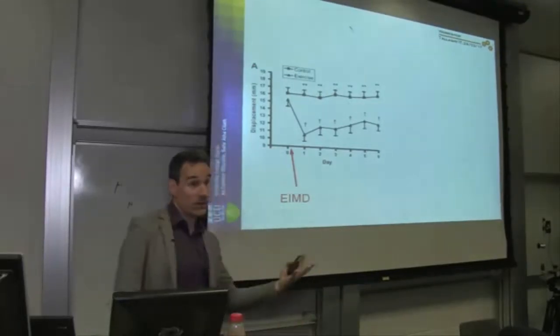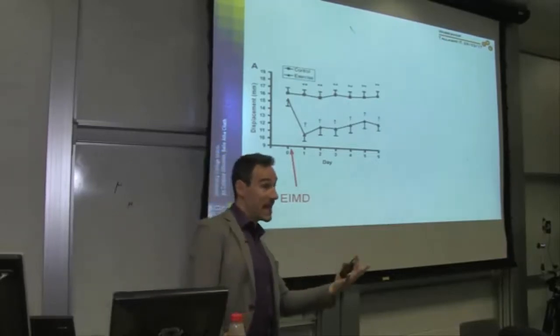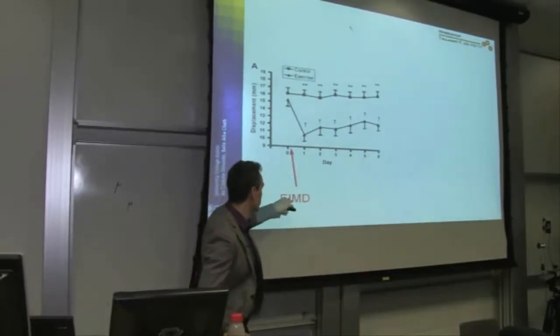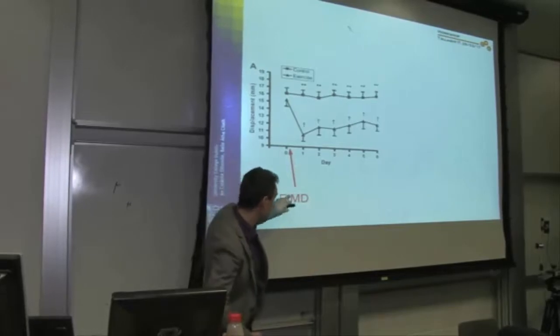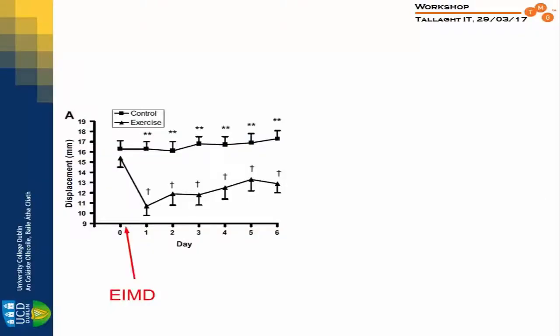In the intervention arm, what we did was induce a fatigue exercise. This stands for exercise-induced muscle damage. So we used an eccentric exercise to create muscle damage in the muscle. We only did it with one arm, so the other one, again, acted as a control.